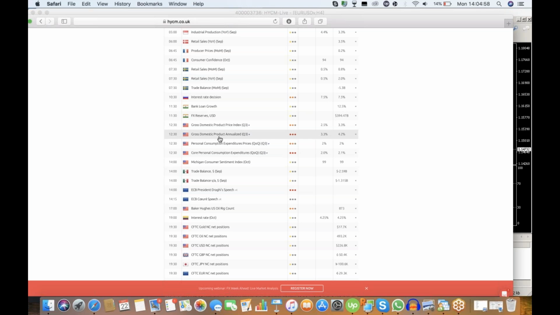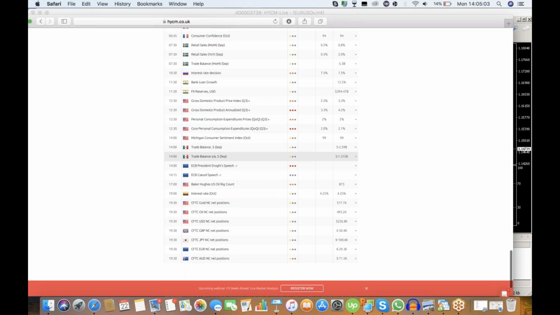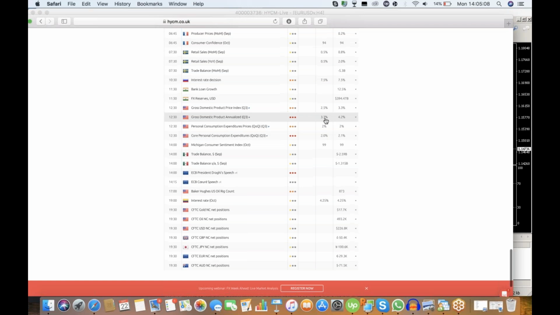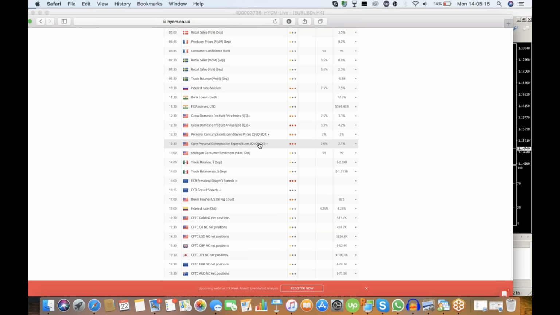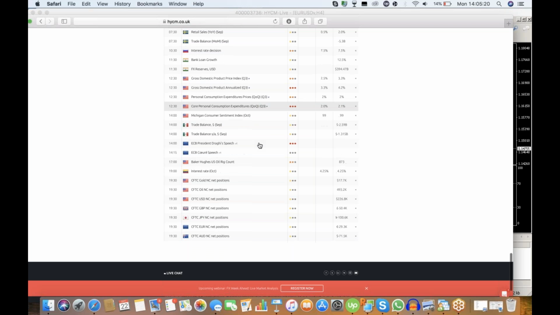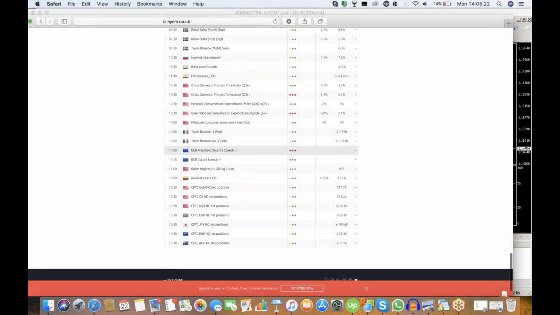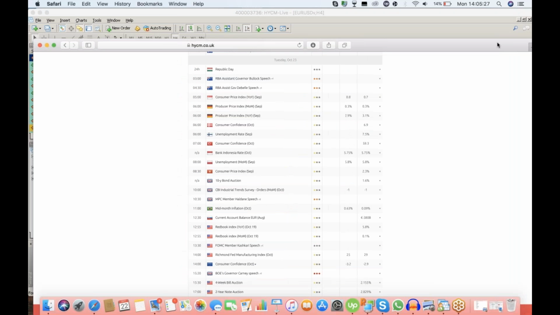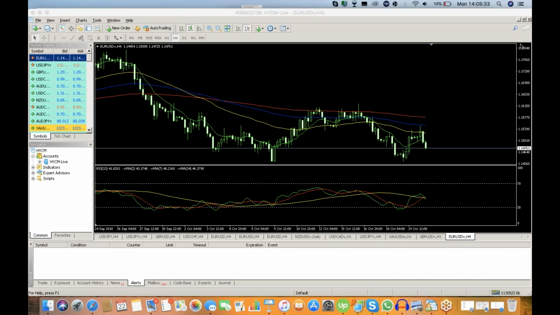We've got GDP data out of the US and CPI data out of the US again. That will be key to look at. You've got 2% expected CPI and 3.3% GDP annualized expected. Just want to have a look at that and see if that bullish picture for the US dollar is still in place. That brings us to the end of the week, and it's a pretty busy week with lots of different factors to consider.